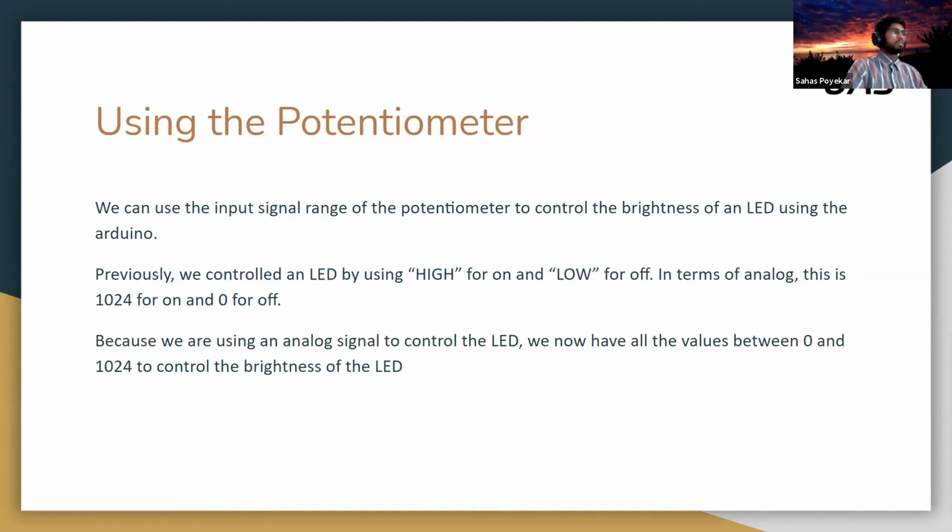But for an analog signal that is produced from a potentiometer, we'll have a range from 0 to 1024, with 1024 representing on and 0 representing off. Any values between 0 and 1024 can be mapped to different intensities of the LED's light. Because we're using an analog signal this time, we now have all the values between 0 and 1024 to adjust the brightness.